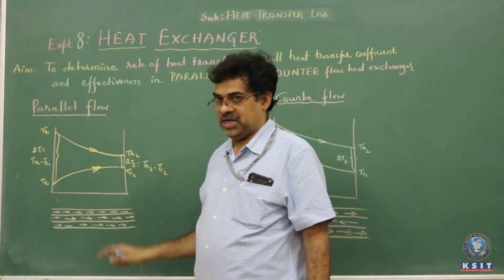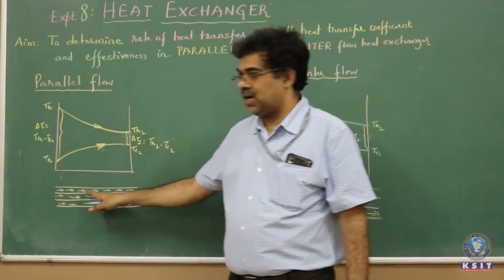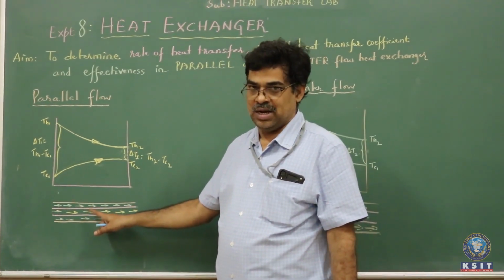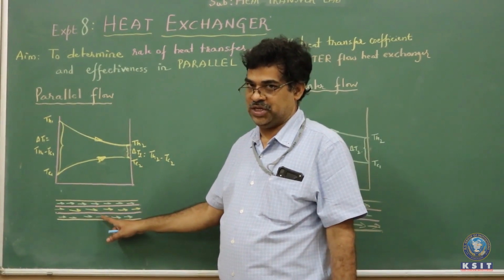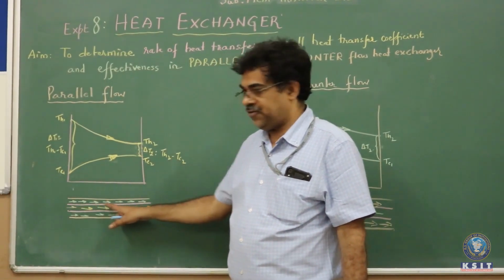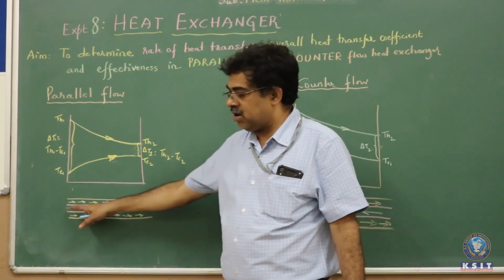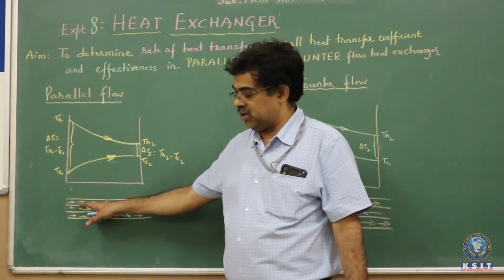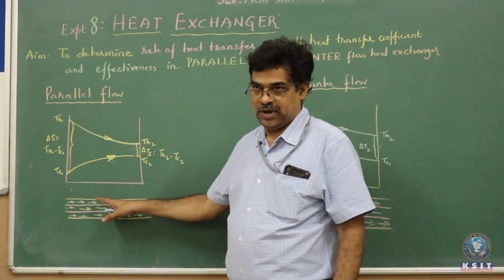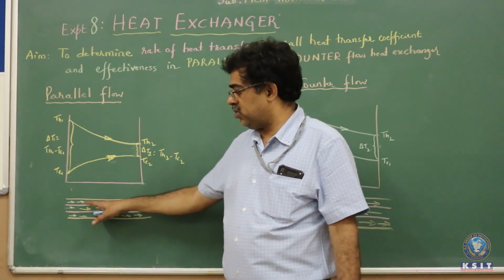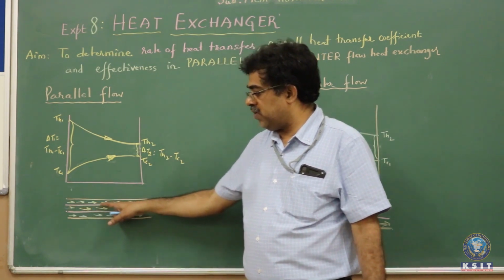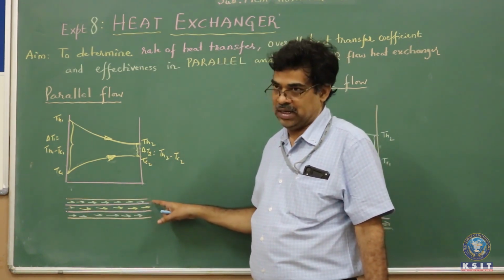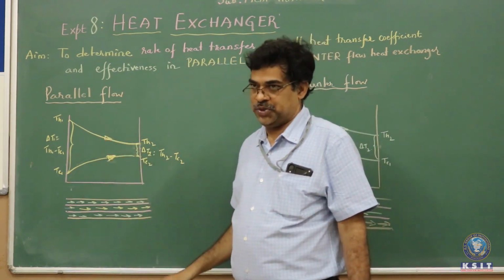For the parallel flow heat exchanger, consider the double pipe heat exchanger, a concentric tube type of heat exchanger. Inside, one fluid is flowing. Suppose the hot fluid is flowing inside, and on the outer surface of the inside tube there is a cold fluid flowing, so heat is transferred. Observe the figure: both are moving in the same direction and are parallel. Now you draw the temperature distribution.